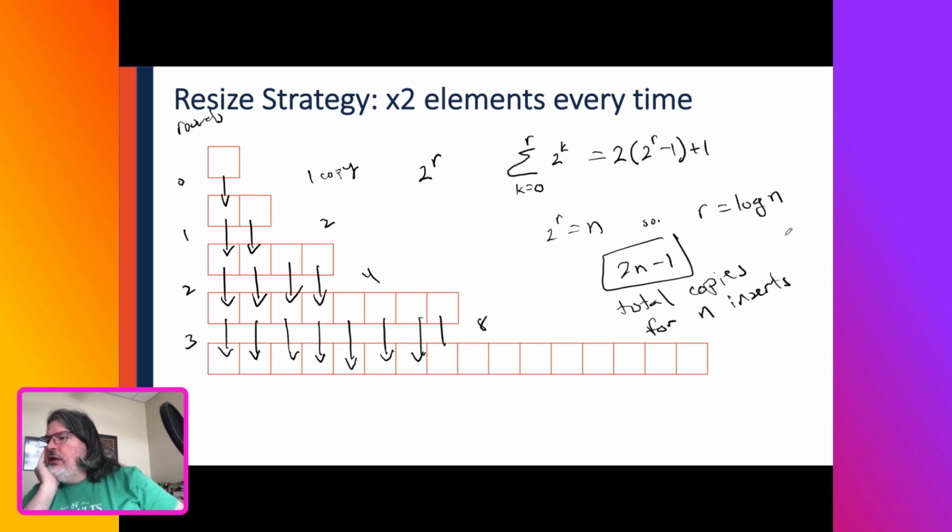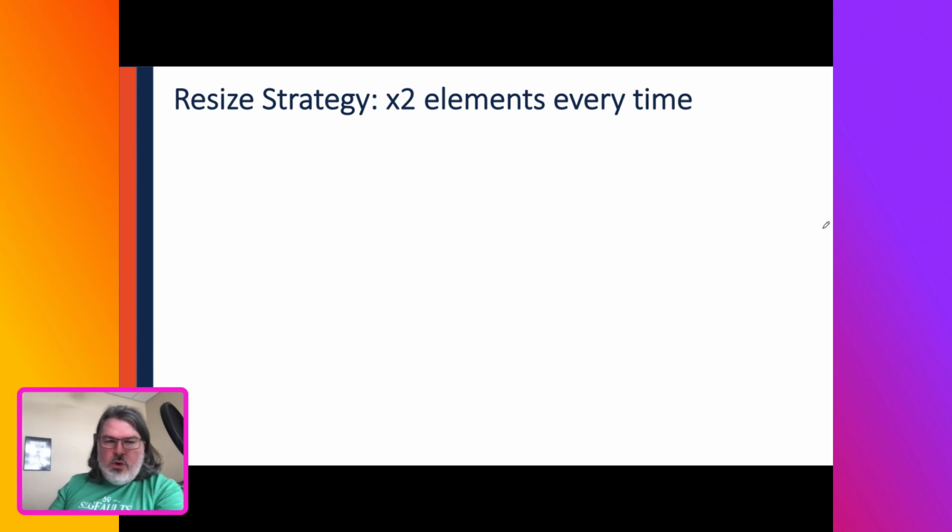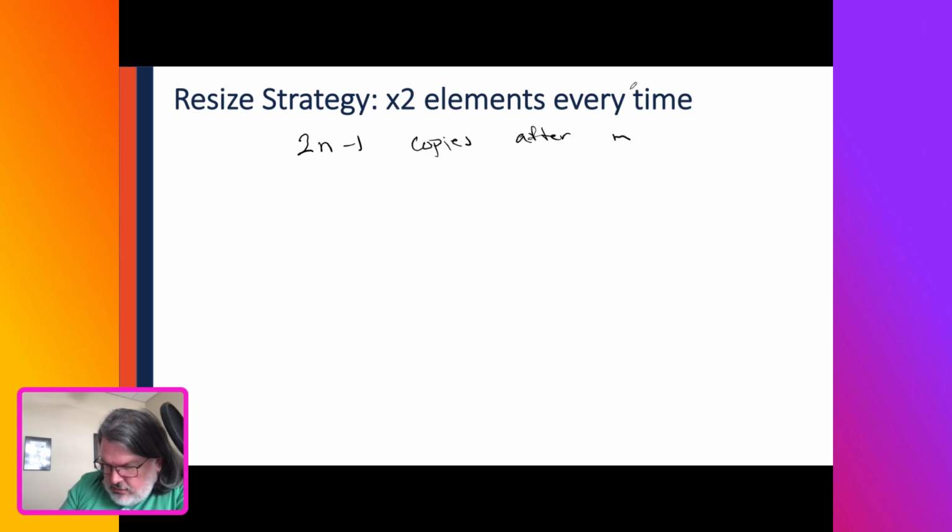ln in classical math is specifically log base e, and this will be log 2, though you'll find that CS people are really sloppy and will write any log they want to mean. Okay. So, carrying this over, what do we got? We have 2 to the n minus 1 copies after n inserts.